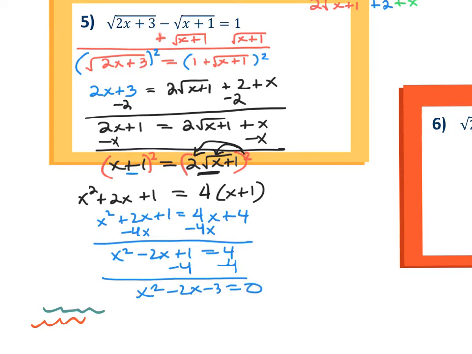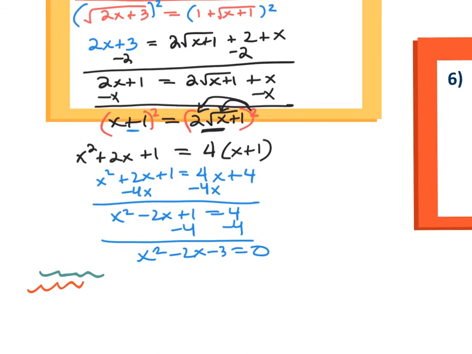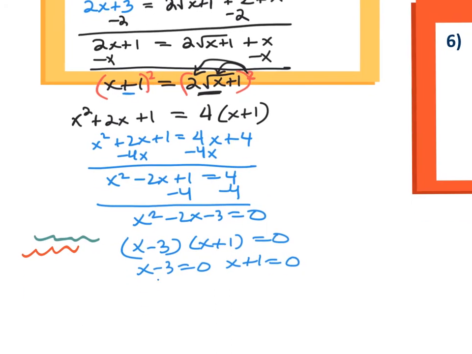And again, that same trinomial. This is just a coincidence. So x minus 3, x plus 1 equals 0. Set each one equal to 0. Solve for x. x equals 3. And x equals -1. Again, we must check.